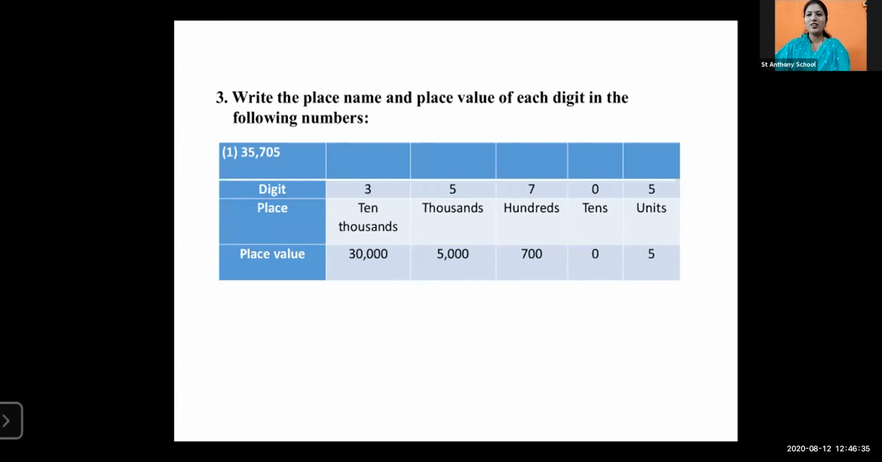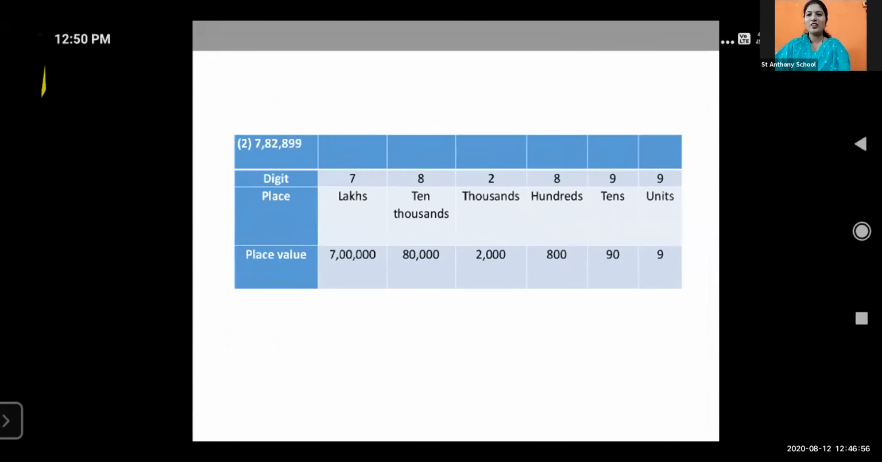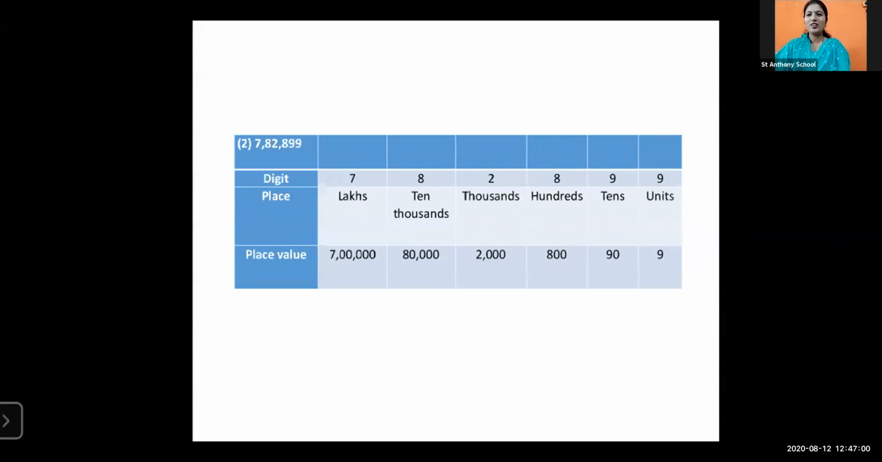So the place value of 7 is 700. Then place value of 5, it is on the 1000 place. So the place value of 5 is 5000. And the last one 3. 3 is on the 10,000 place. So the place value of 3 is 30,000. Okay. Now the next one.